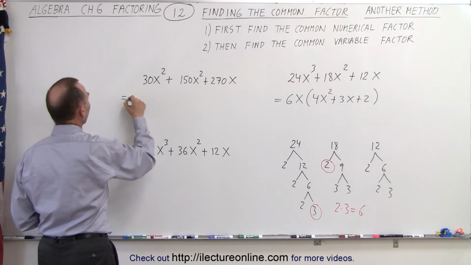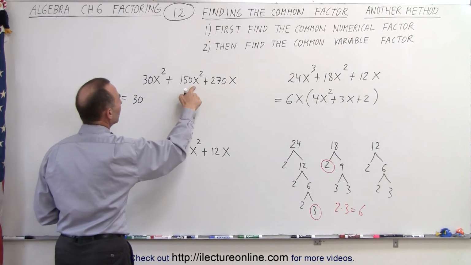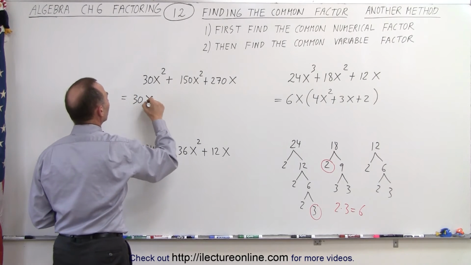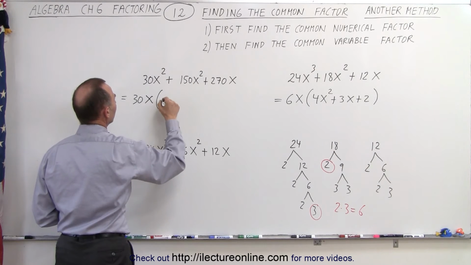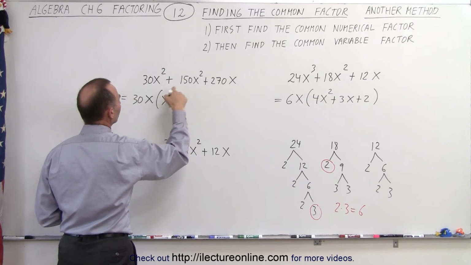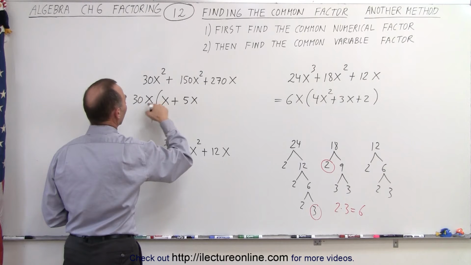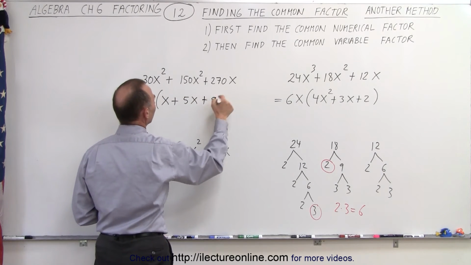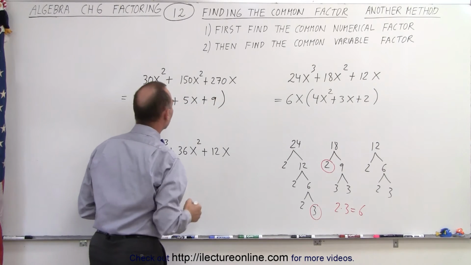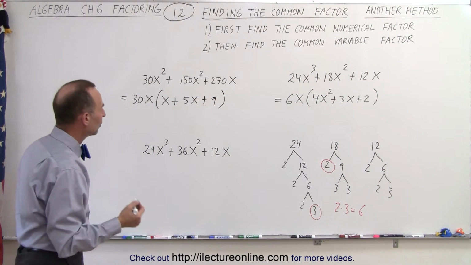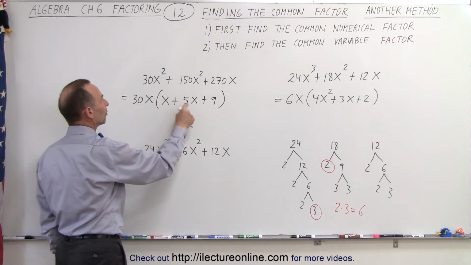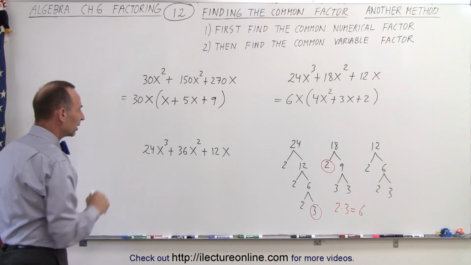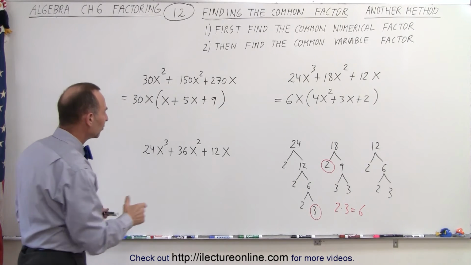So this can be written as 30. And then for the variable, we can say that x would be common for all three. So that leaves us with x plus 30 goes into 150 5 times. x times x gives me x squared plus 30 goes into 270 9 times. And the x is already out. That's common. And so that would be the result. And notice we could then simplify by adding the x to the 5x to give us 6x, but we'll just leave it like that.